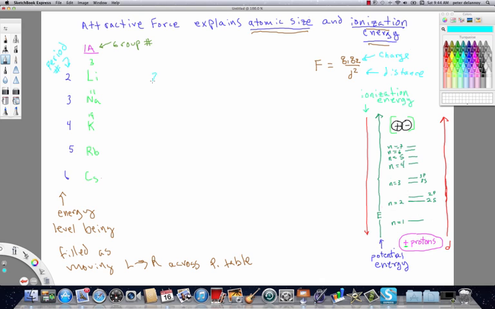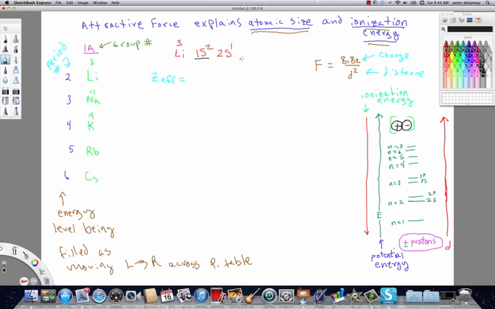So first I want to deal with the charge. And what we want to do is calculate the effective nuclear charge on the outermost electrons of lithium. So remember that lithium has 3 electrons. Its electron configuration is 1s2 2s1. Its core electrons are here.